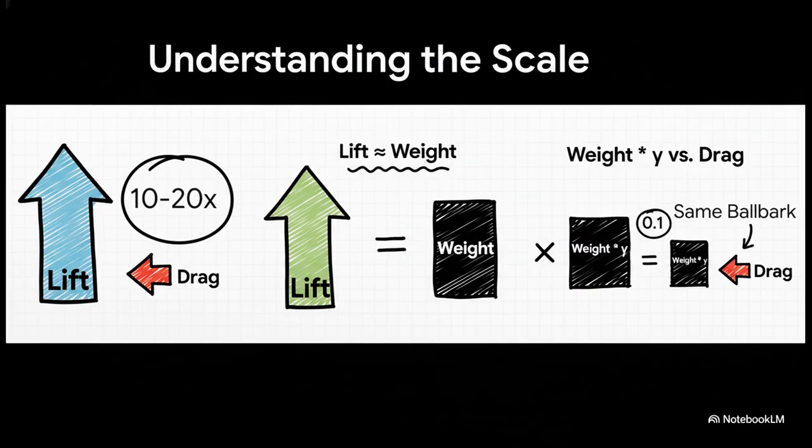A typical airplane is really efficient. Its lift-to-drag ratio is often 10, 15, maybe even 20 to 1. And we already know that lift is pretty much equal to weight. So that means the plane's weight is 10 to 20 times bigger than its drag. So think about it. When you take that massive weight and multiply it by a small number like gamma, maybe 0.1, the result is still a pretty big number, a number that is very much in the same ballpark as drag. It is not negligible, not at all.